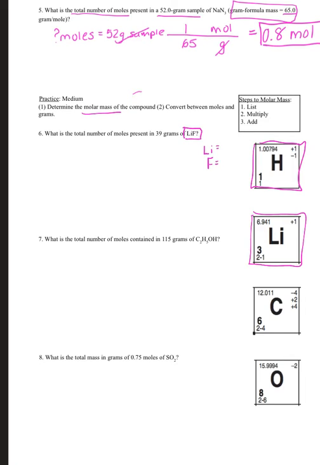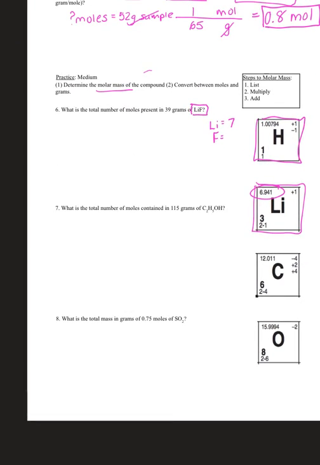In order to do that, I'm going to use the atomic masses. Okay, so lithium has an atomic mass of 6.941. I'm just going to round that to 7. And I have fluorine. It's not showing up on this page, but I have the periodic table in front of me. It has an atomic mass of approximately 19. So the molar mass are these numbers added together. So 7 plus 19 gives me 26 grams per mole. This is the conversion factor I'm going to use.